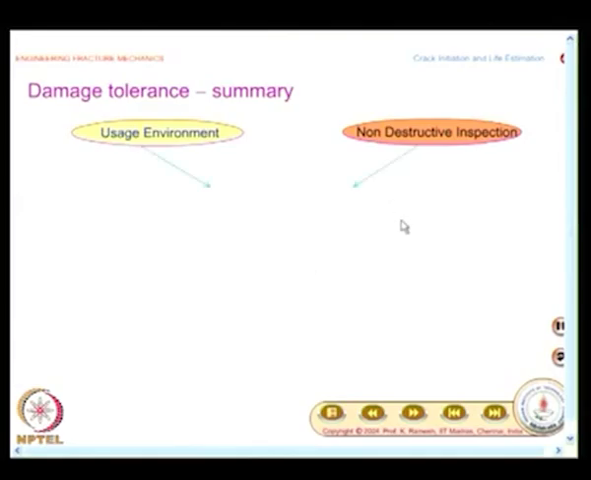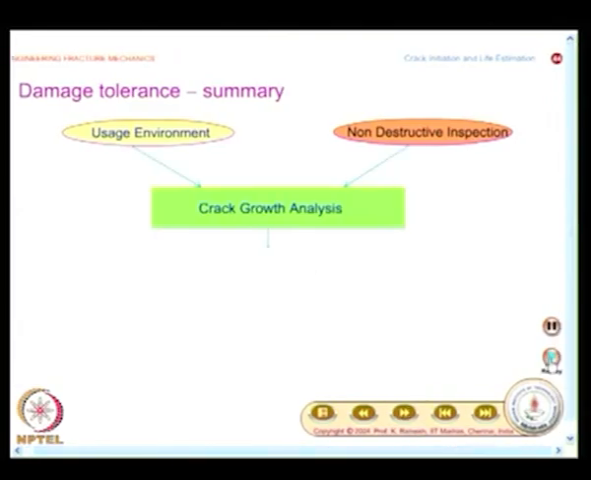And this gives you the summary of steps. You have to do the crack growth analysis, the usage environment comes in, as well as non-destructive inspection. We have seen the Paris law was the kernel; it was not incorporating the environmental effects. The environmental effects were to be taken separately. When you are doing DT, that should be incorporated.